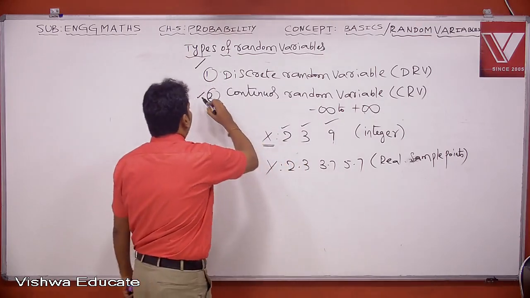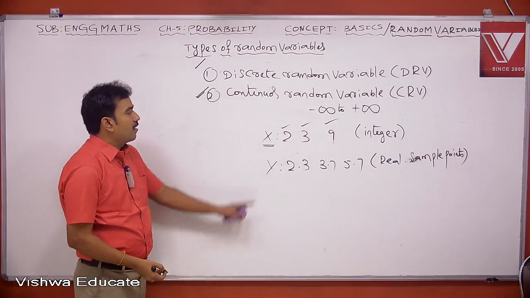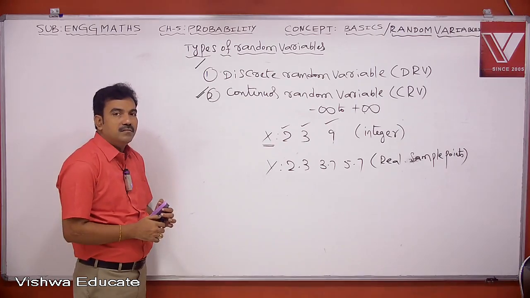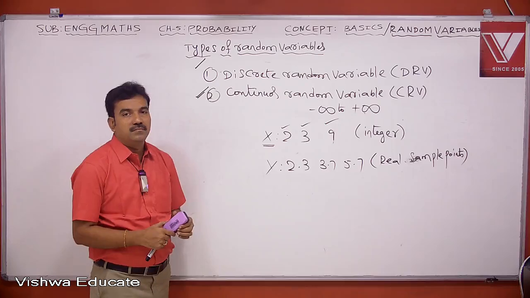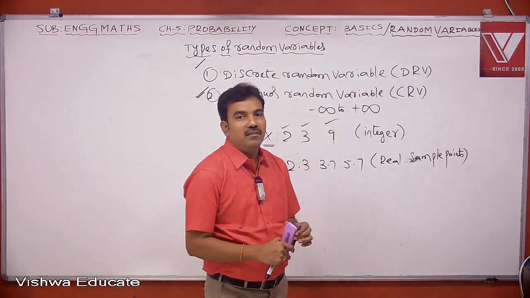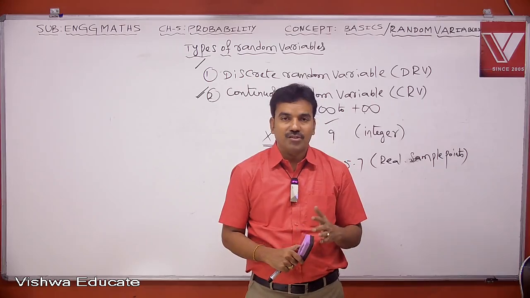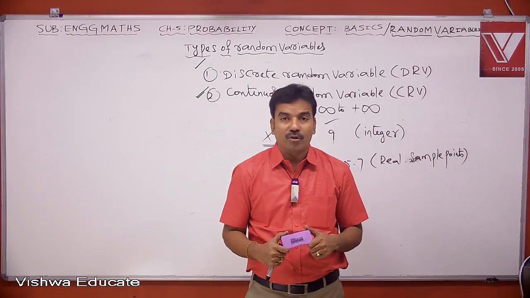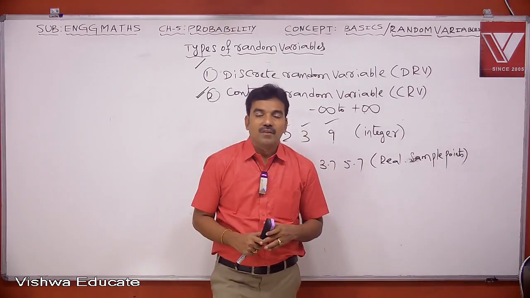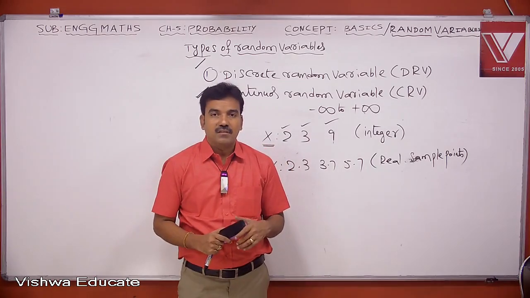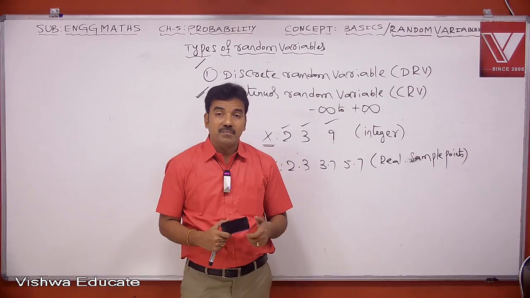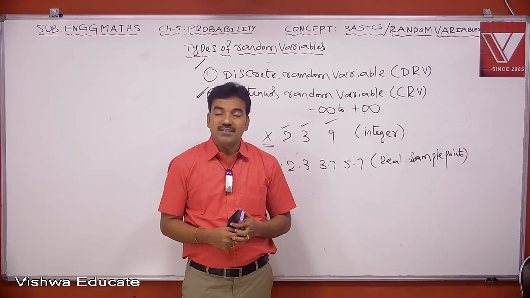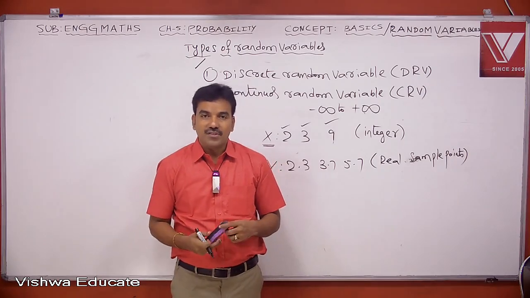Second one, continuous random variable, CRV. A random variable which takes infinitely many sample points or real sample points is called a CRV.